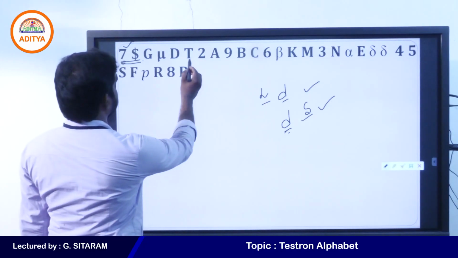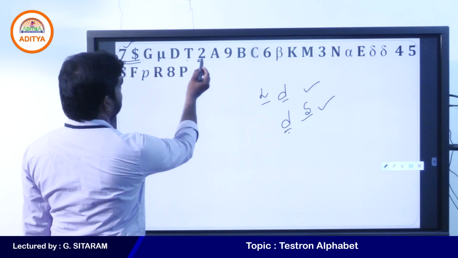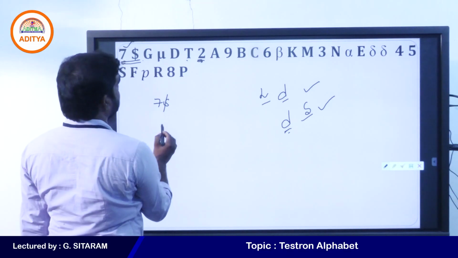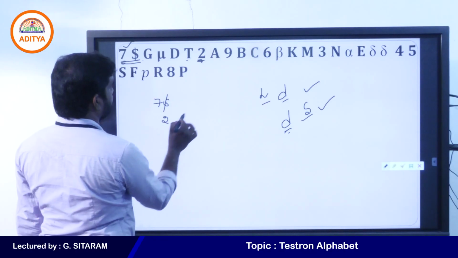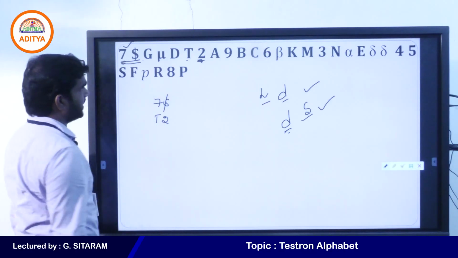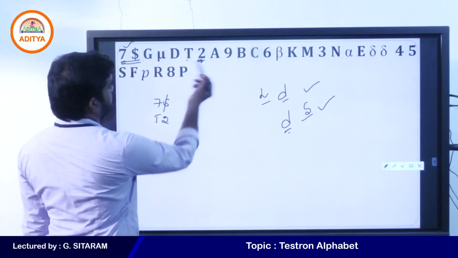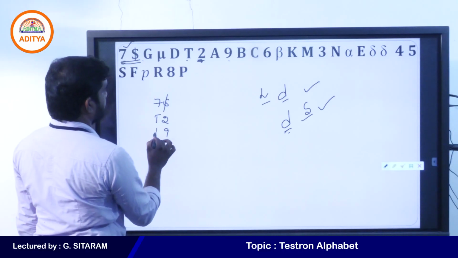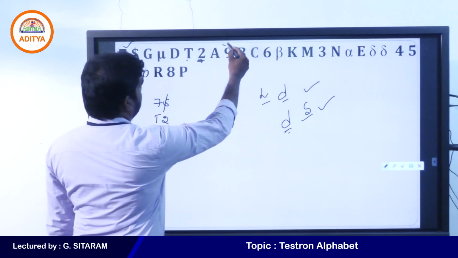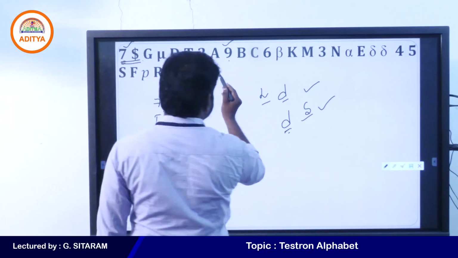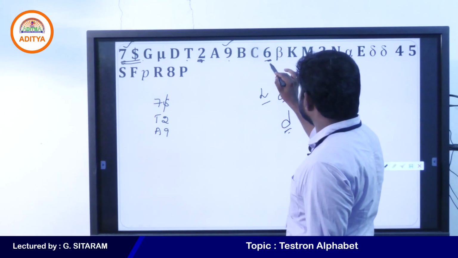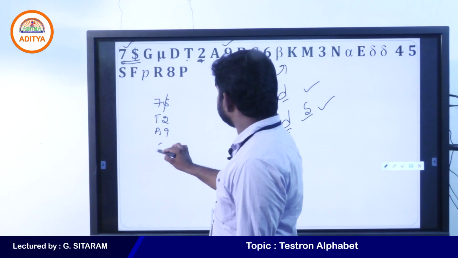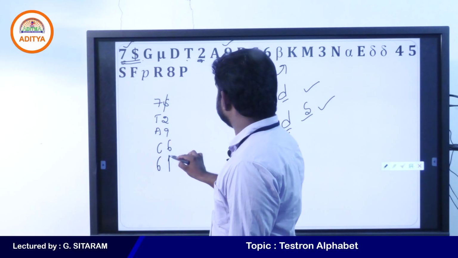And then coming to the next digit 2, is it preceded by a letter? Okay. You can take it. 2 is preceded by a T, you can take it. Then 2 is followed by a symbol? No, you can't take it. Then 9 is preceded by a letter? Yes, 9, A, you can take it. 9 is followed by a symbol? No, you can't take it. Then 6 is preceded by a letter. 6 is followed by a symbol. You can take 2 times here, 6. C6 and 6 beta you can take here.